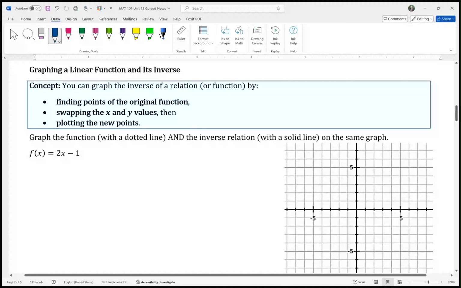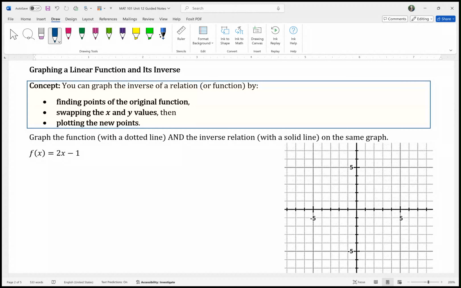Let's look at graphing a linear function and its inverse. So first, to do this, we obviously need to know how to graph a line. And once we graph that line, we're going to use the concept of an inverse of taking the point (x, y) and changing it to (y, x) to find 2 points on the inverse function. So let's first start with graphing this original function.